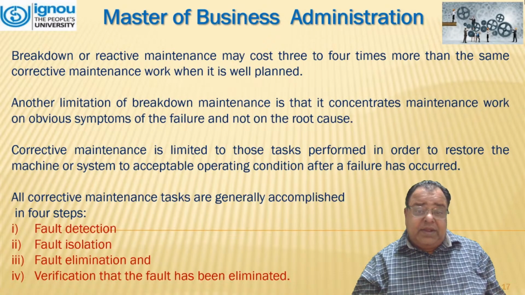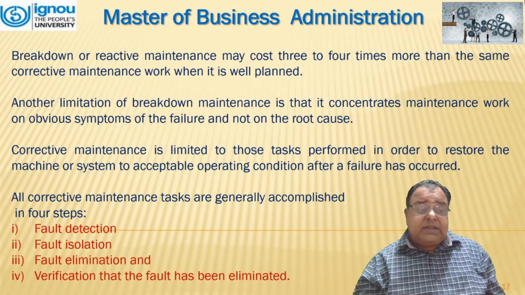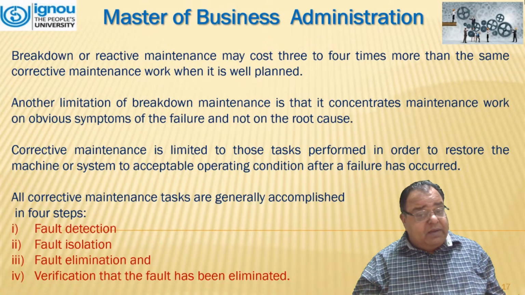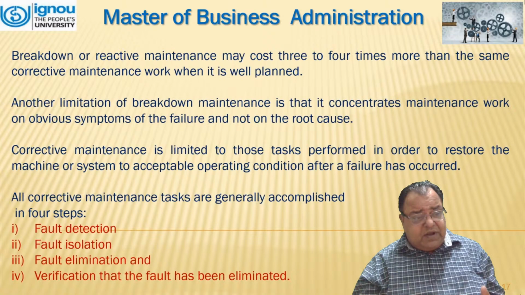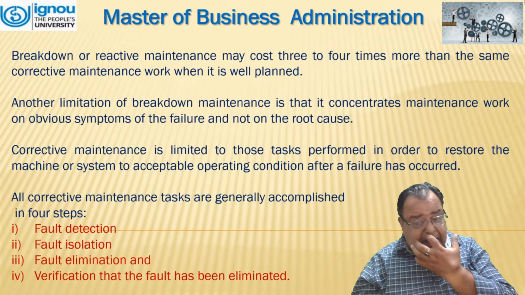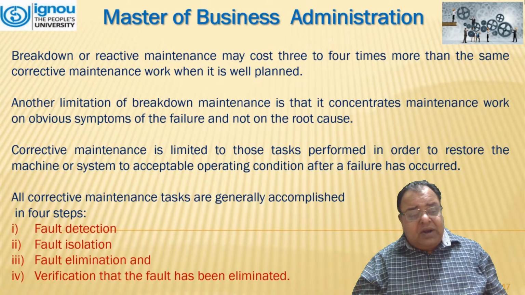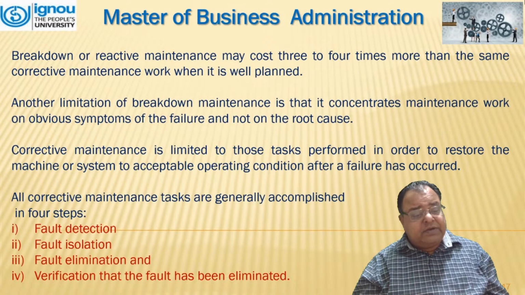Breakdown or reactive maintenance may cost 3 to 4 times more than the same corrective maintenance work when it is well planned. Another limitation of breakdown maintenance is that it concentrates maintenance work on obvious symptoms of the failure and not on the root cause. Corrective maintenance is limited to those tasks performed in order to restore the machine or system to acceptable operating conditions after a failure has occurred. All corrective maintenance tasks are generally accomplished in 4 steps: fault detection, fault isolation, fault elimination, and verification that the fault has been eliminated.